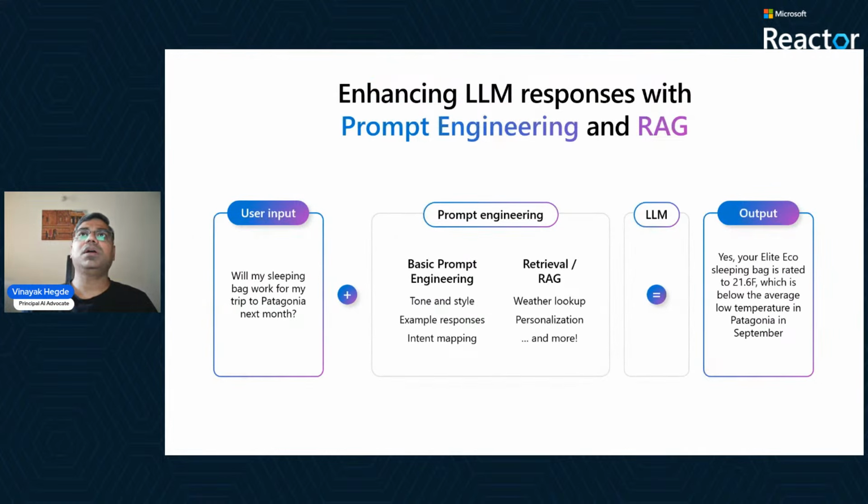So typically, this is how you would use retrieval augmented generation. You have the prompt engineering, you have basic style prompting that tells tone and style. You can give example responses, few shot learning, for example, you can map the intent. The retrieval or RAG will maybe do things like personalization, look up specific data, and sometimes call external APIs and get that. And then all of this enriched prompt is finally sent to the LLM, which gives you a response, as you can see.